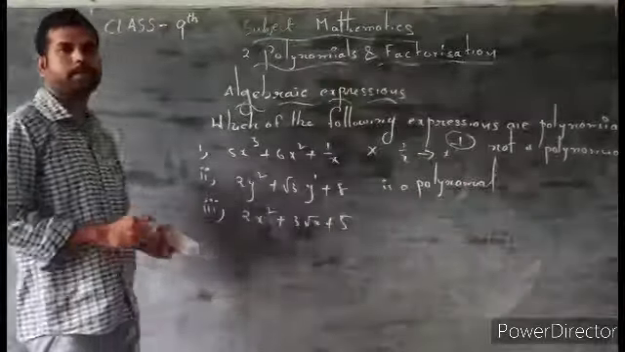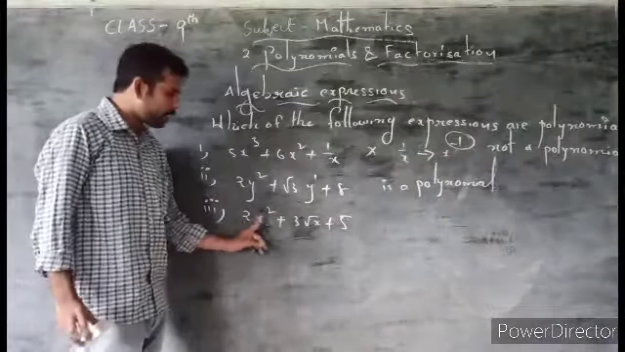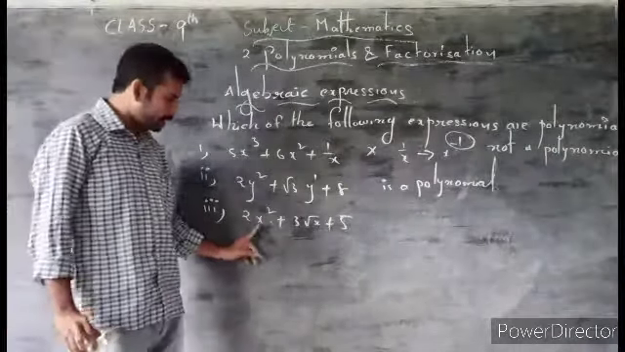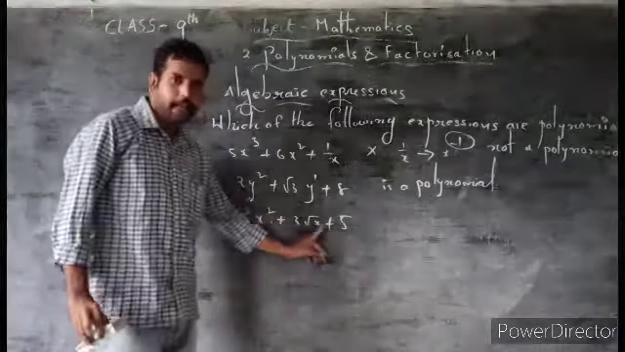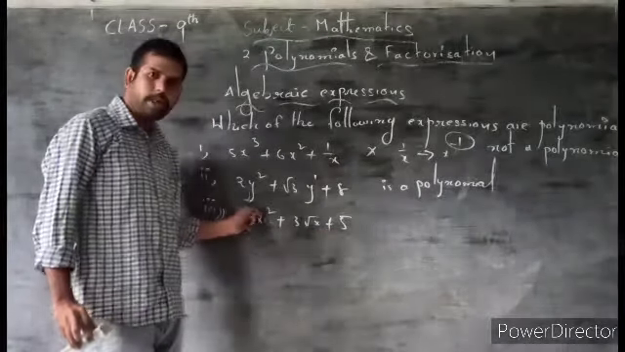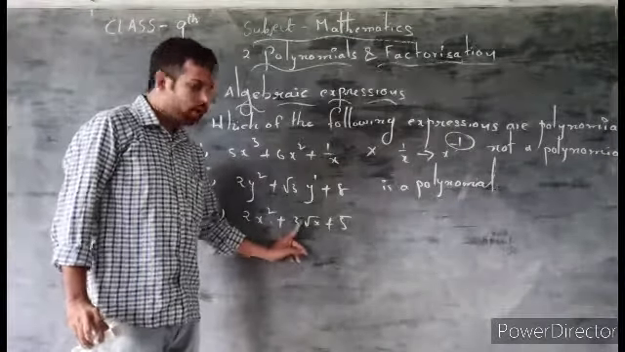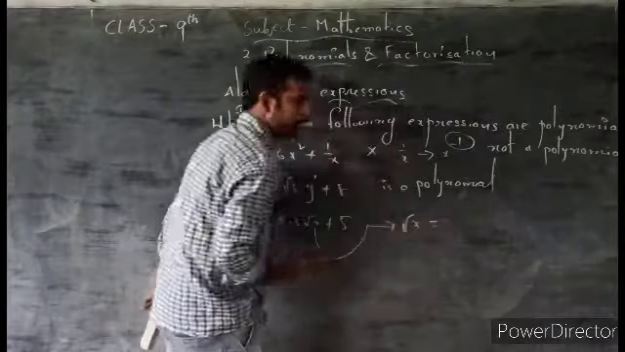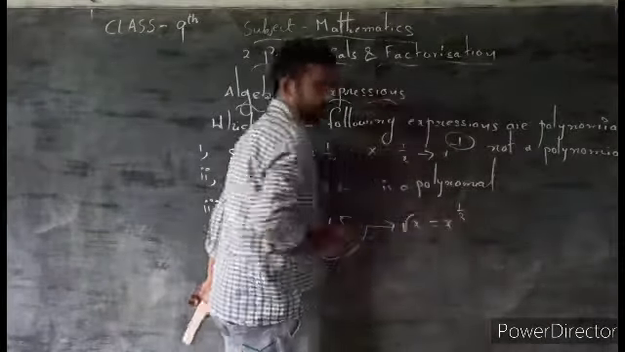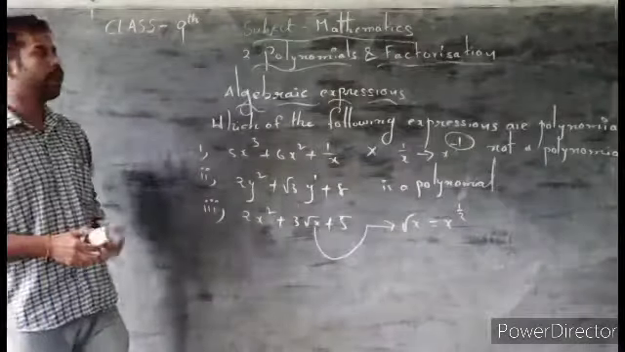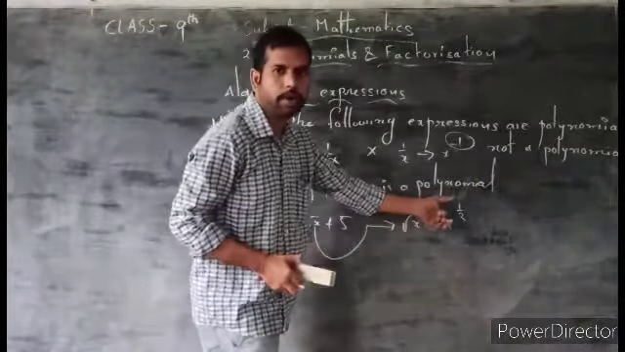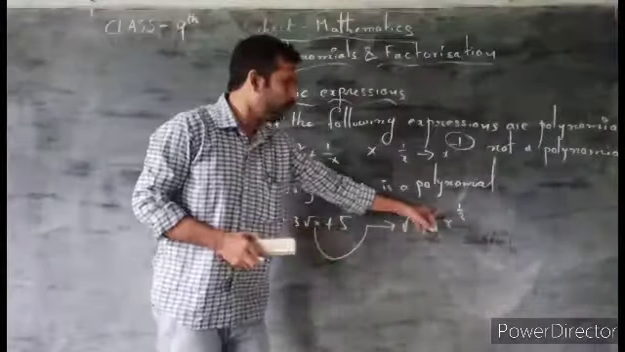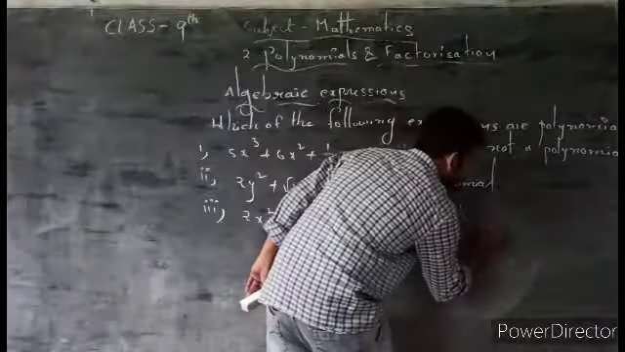Is a polynomial. And the third one is 2x square plus 3 into root x plus 5. Here x square is a positive value, and 3 into root x. Root x is converted to x power of 1 by 2. The polynomial definition requires all non-negative integers. So here it becomes a fraction, so it is not a polynomial.